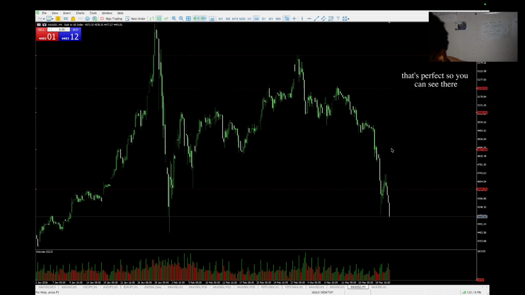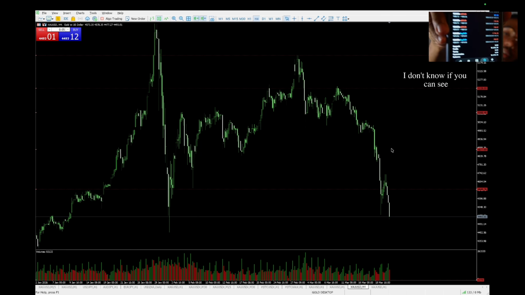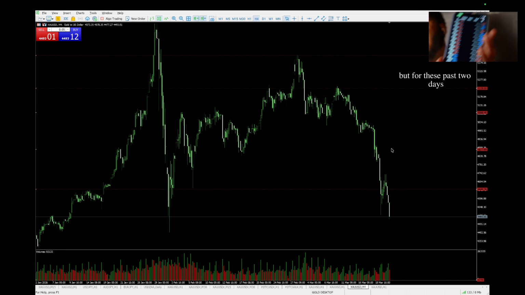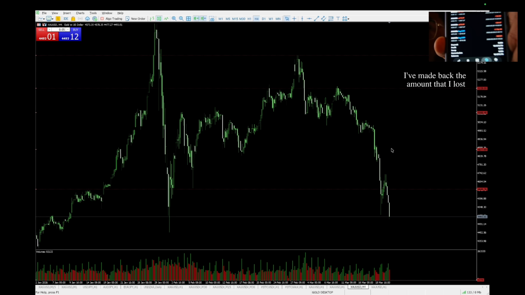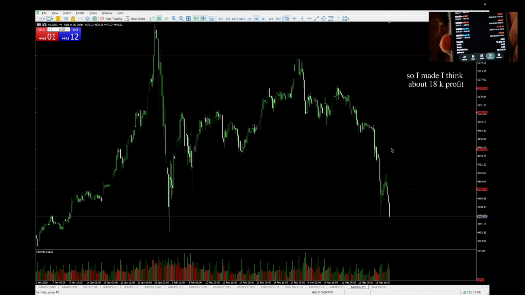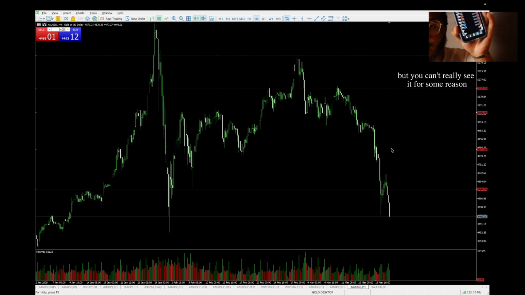Yeah, that's perfect. So you can see there. I don't know if you can see, but for these past 2 days, I've made back the amount that I lost. So I made, I think, about 18k profit, but you can't really see it for some reason on this thing.